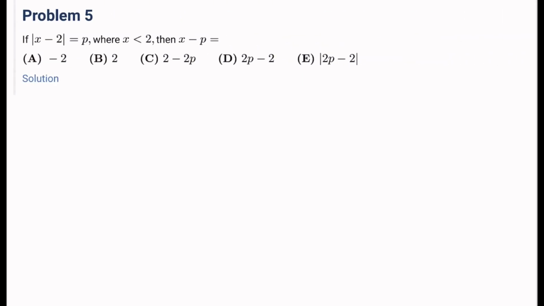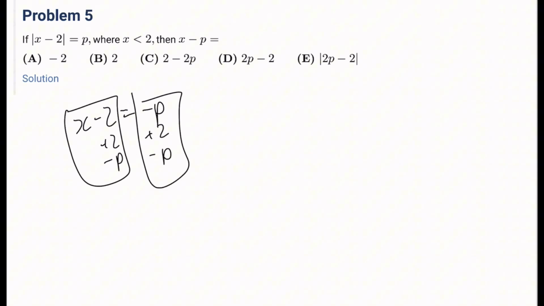Number 5: if the absolute value of x minus 2 equals p, where x is less than 2, then x minus p equals? Okay, since x is less than 2, that means x minus 2 itself is a negative value. So if we take the absolute value, the sign would be reversed. So it's 2 minus x equals p, right? And that just gives us that x minus 2 equals negative p. Then we want x minus p, so we can just add 2 minus p on both sides. This gives us x minus p on one side and 2 minus 2p on the other. So the answer is C.